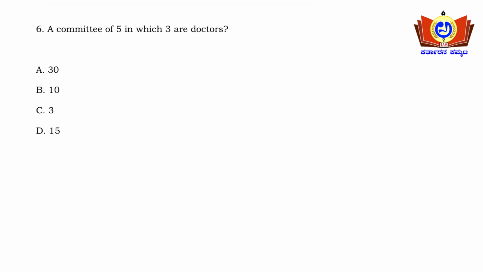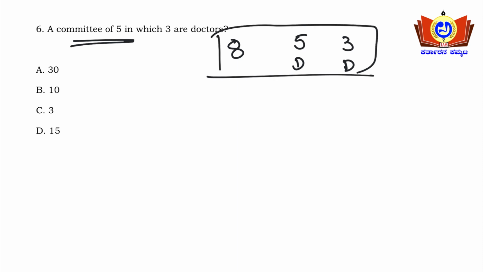A committee of 5 in which 3 are doctors. For the same question, the continued question is a committee of 5. How many students were there totally? 8 students were there. There were 5 doctors and 3 scientists, a group of 8. So what we need to do is form a committee of 5. I am writing 5 here, that will be equal to, and 3 are doctors. How many doctors were there in total? There were 5 doctors. So a combination of 3 doctors is to be made.